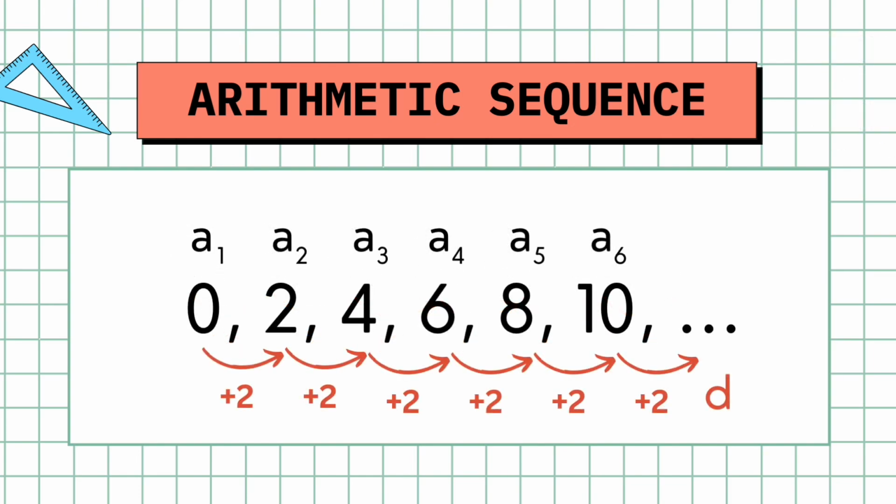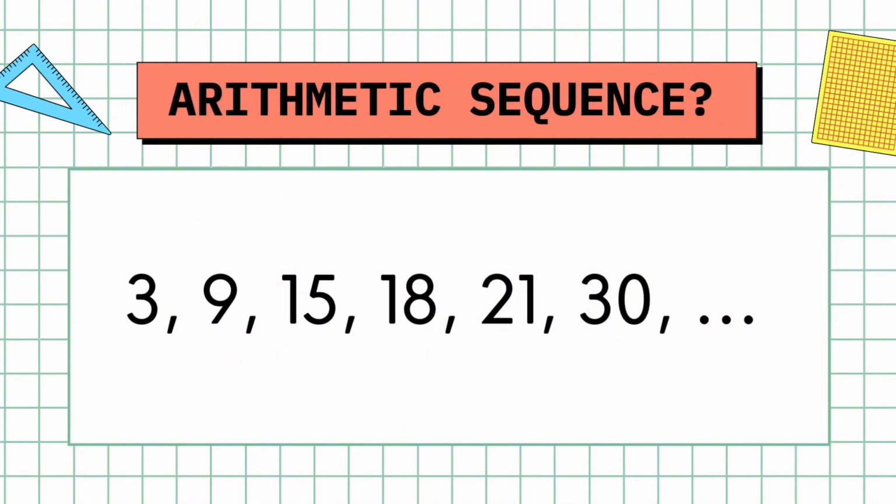So as you can remember, we have a sub 1, a sub 2, a sub 3, and then as I mentioned earlier, we just simply add D to get the next term. So for example, if we will get a sub 7, we will have 10 plus 2, and a sub 7 or the 7th term is 12.